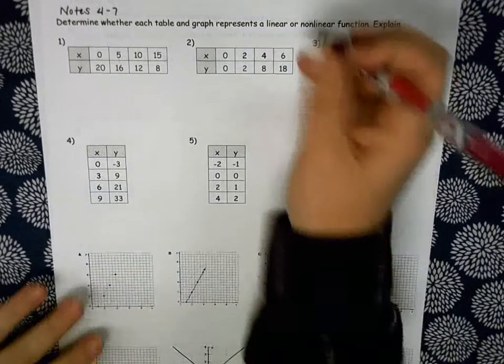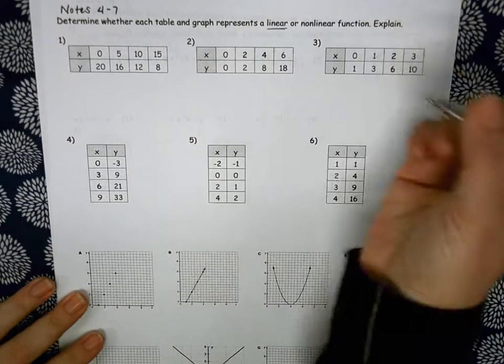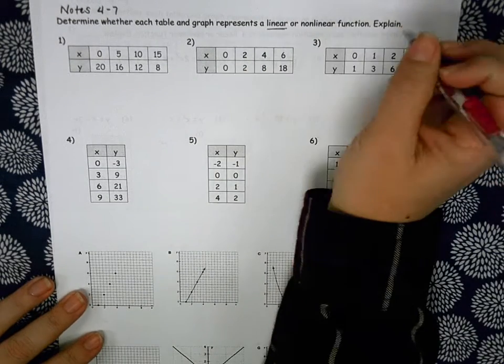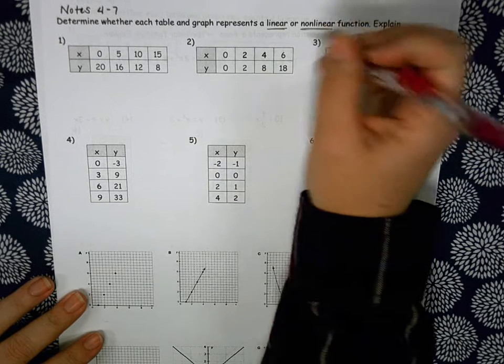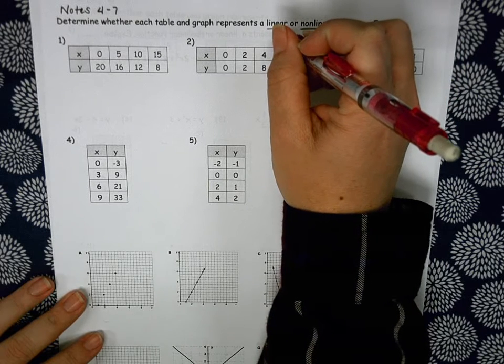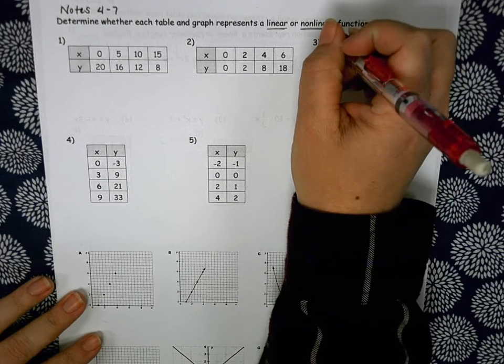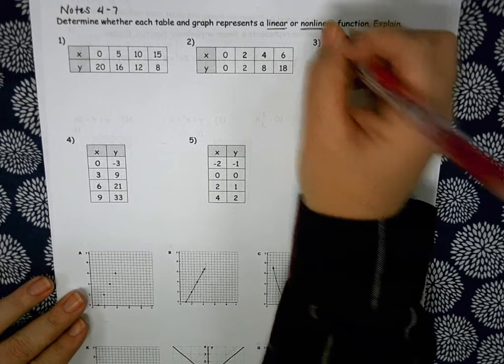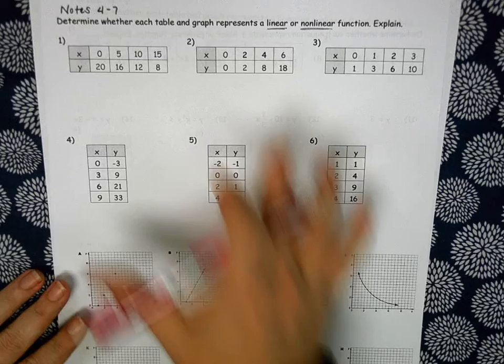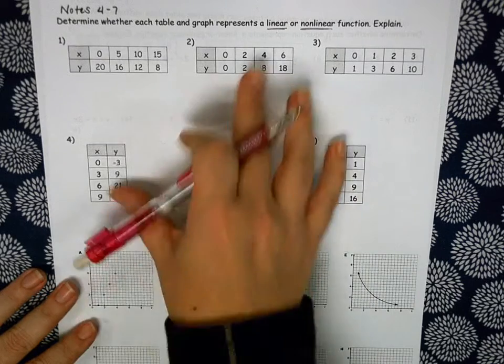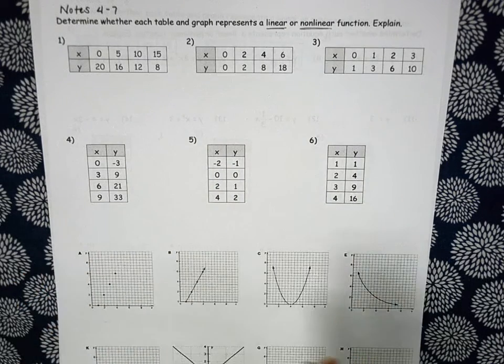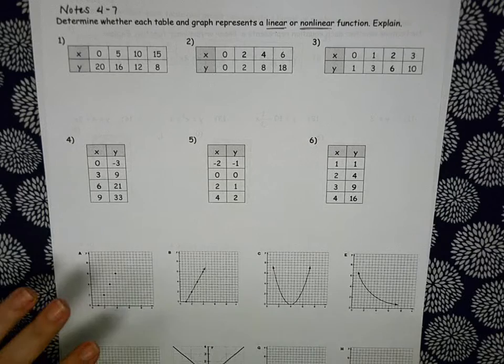So the difference between linear, so underline linear, and nonlinear, underline nonlinear, is that linear just means it's a straight line. Nonlinear means it's not a straight line. So if we want to look at all of these different charts and graphs, we want to figure out, are they linear or are they nonlinear?